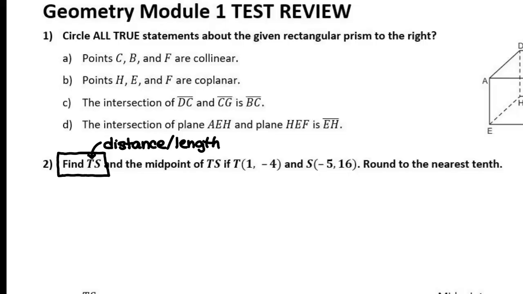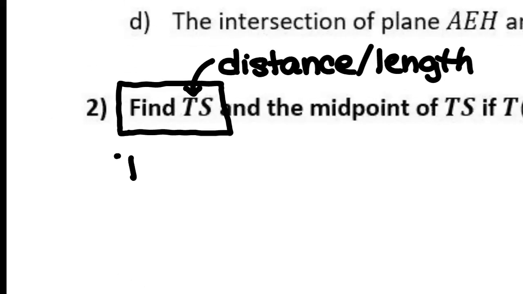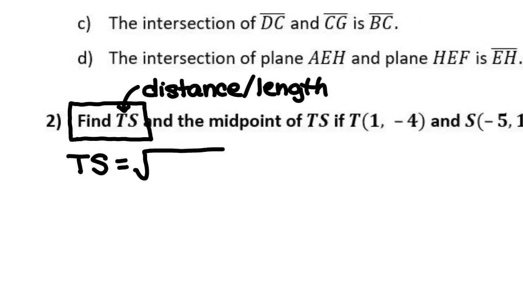I will not be able to tell you that tomorrow because one of the things that I'm testing is, do you know what the notation means? So please make sure you know what it means when there is no dash, no arrows over the top. So we're going to find the length of segment TS, and then a big long square root sign. I will give you the distance formula and the midpoint formula on the test.